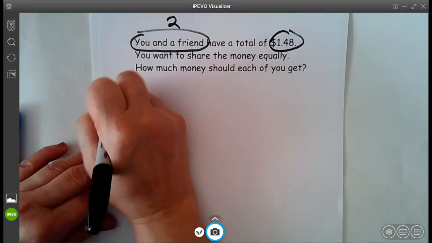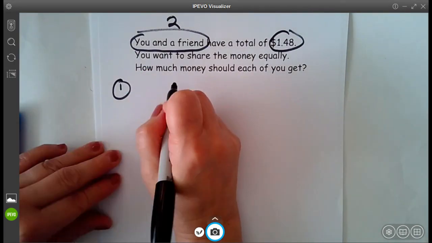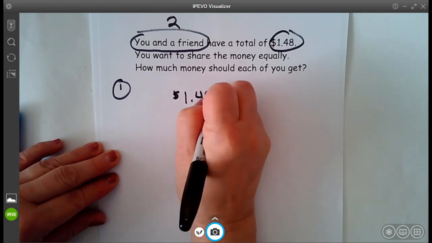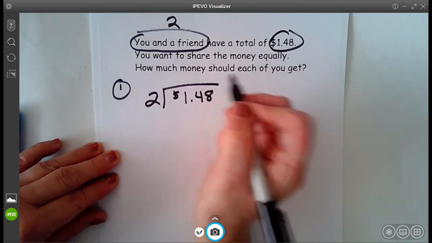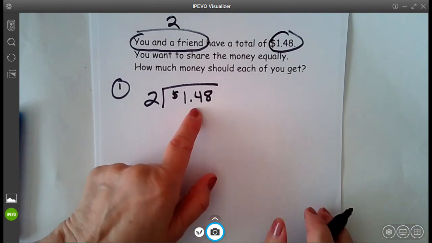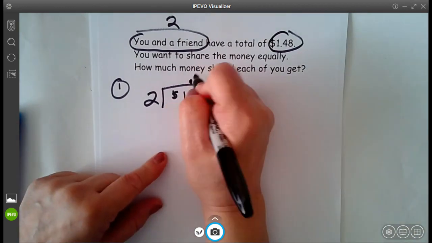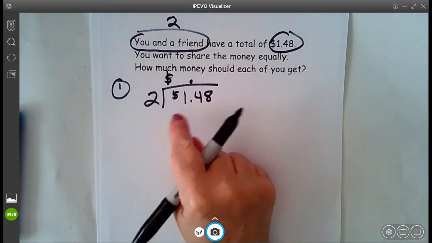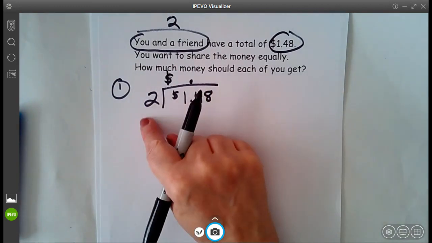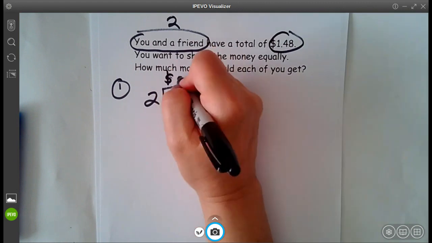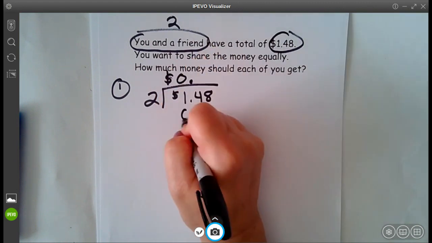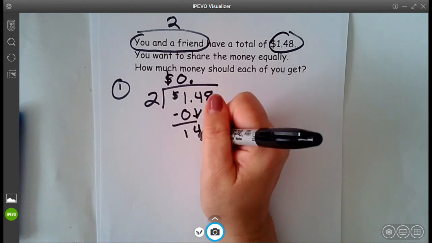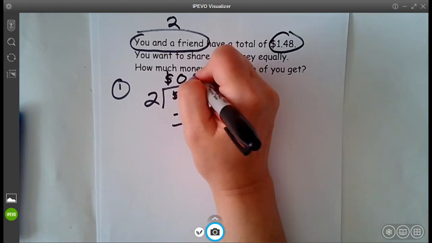So the first way would be to do a division problem. So $1.48, and then 2 is our divisor. For division problems, you need to take your decimal point and bring it straight up. Let's go ahead and also bring up our dollar sign. All right, let's see. How many 2's are in 1, or 1 divided by 2? That would be 0. 0, 1, bring down the 4. How many 2's are in 14, or 14 divided by 2 is 7.